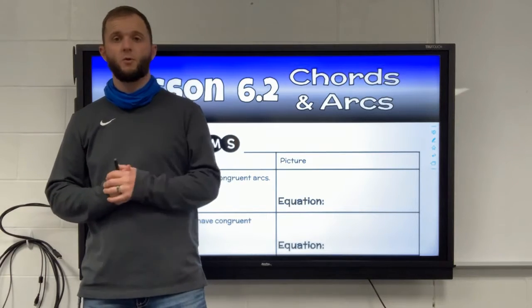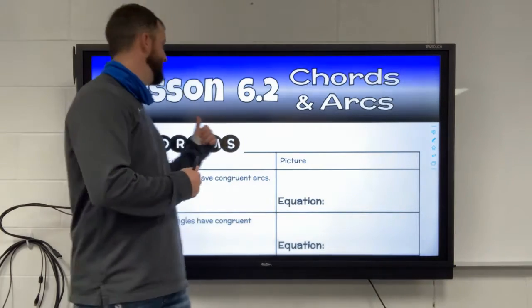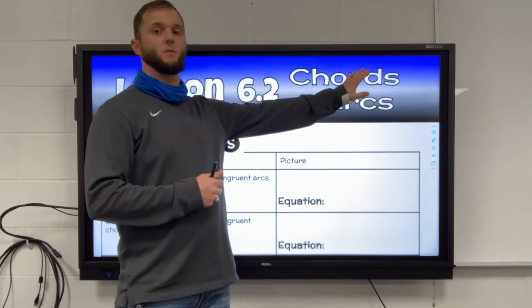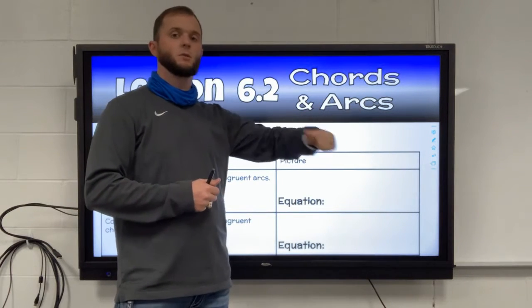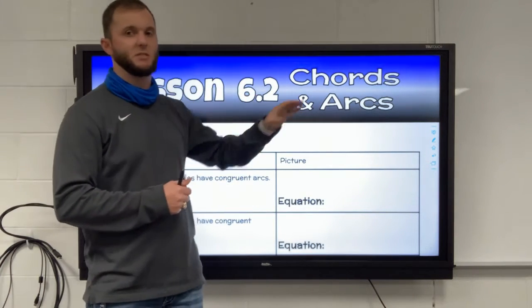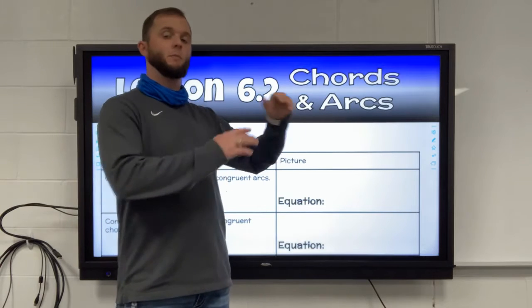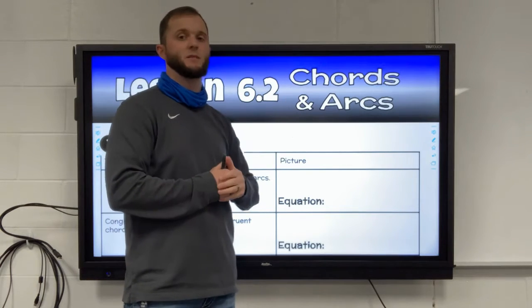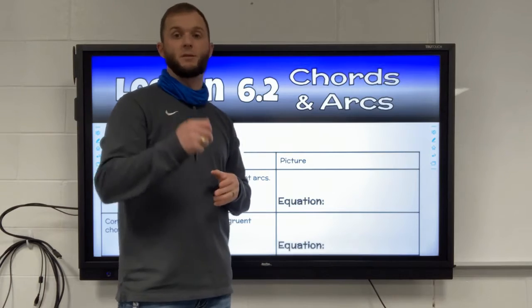So we're moving on into Unit 6, and we're doing Lesson 6.2, which has to deal with some math with chords and arcs. I know in the last lesson we learned specifically what chords and arcs are, but we're going to take it a step further and learn some theorems that will help apply this information. Okay, so let's jump into it.